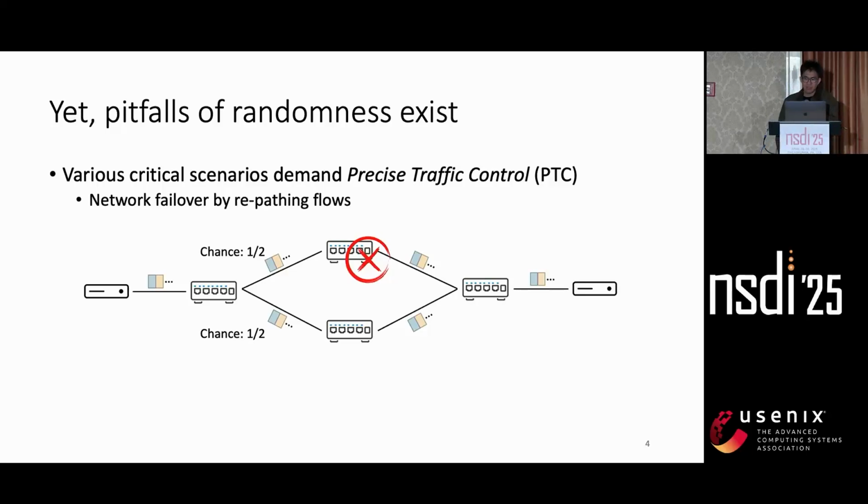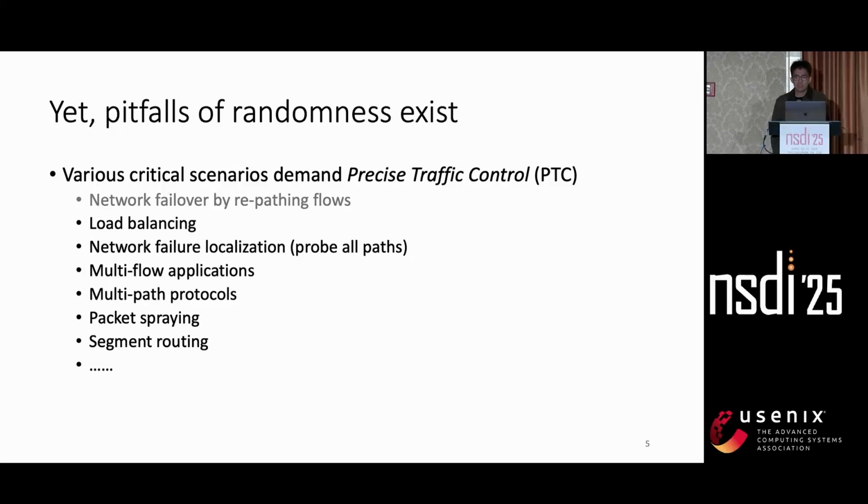For example, we can retry the ECMP and hope it selects a different path. Because ECMP is uniformly random, the chance of selecting either path is 1/2, so the success rate is 50%. When it fails, we can retry, and for each trial the success chance is listed here. Eventually, we will succeed. We know that for 3 trials, the success rate is only 90%. Besides network failures, there are many other scenarios that require precise traffic control, such as load balancing, network failure localization, multi-flow applications, and more.